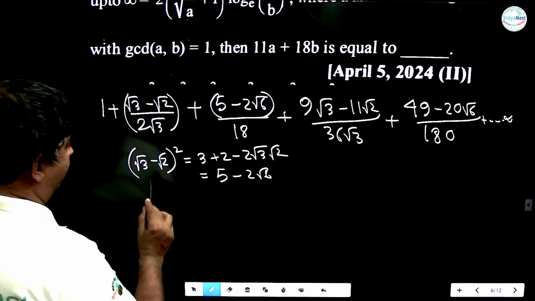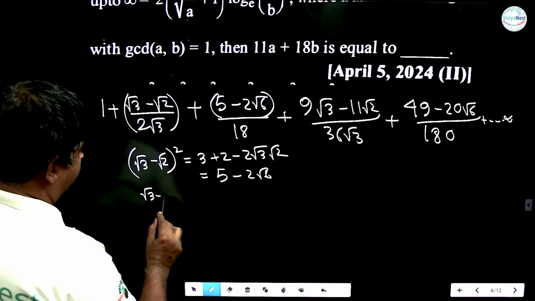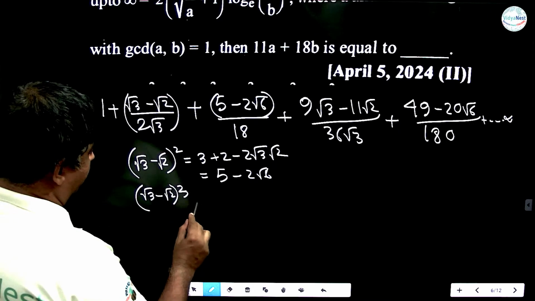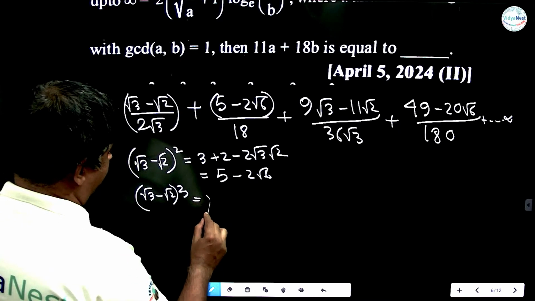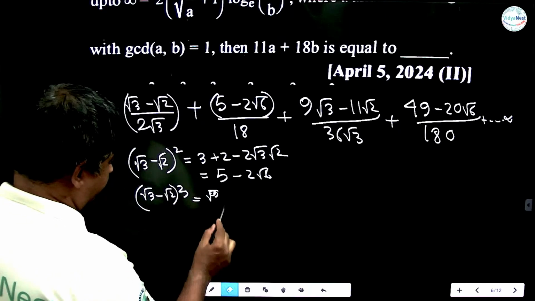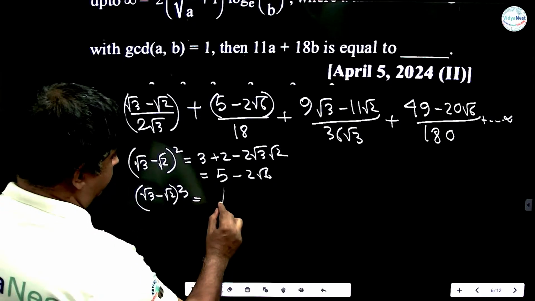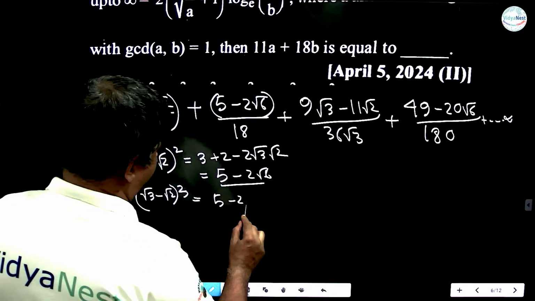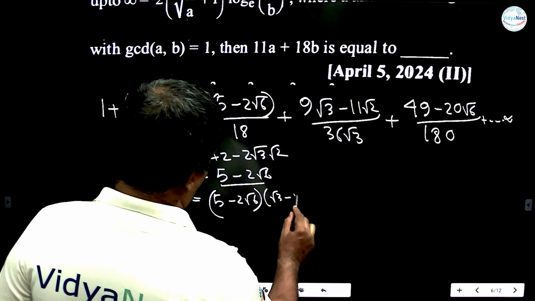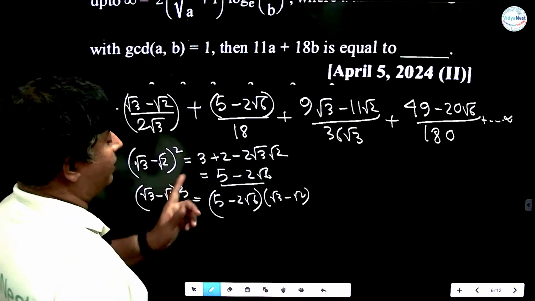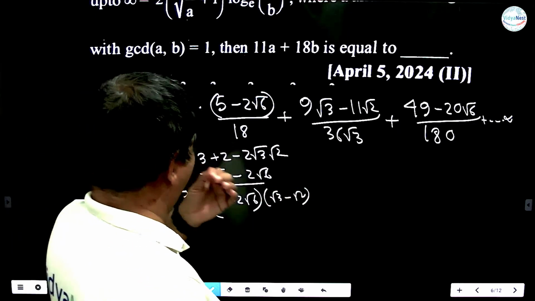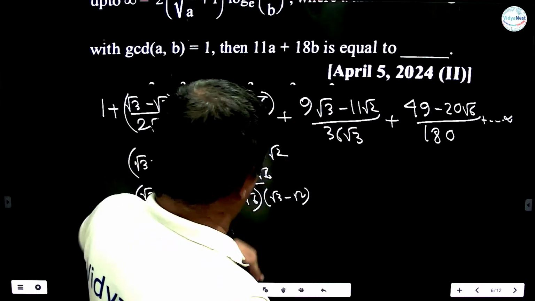Now you observe, a cube, the whole cube, means this thing 5 minus 2 root 6 into root 3 minus root 2. Just observe whether the third term is coming or not. If the third term comes, that means that expression is true.